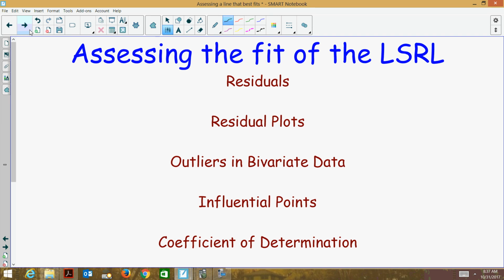One is residual plots as well as residuals. Also, we need to determine if there are outliers in the data set. 3, are there influential points? And then finally, we need to discuss the coefficient of determination, which we have been able to find rather easily, our R square. We haven't talked about R square much yet, but we are going to in this video.